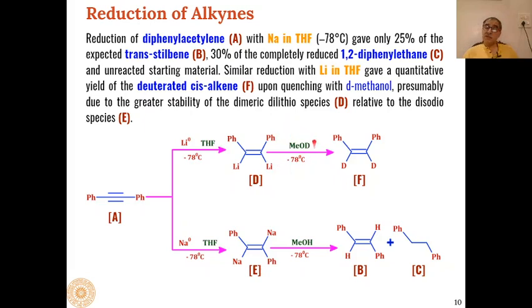And when deuterated methanol is used as the solvent, these are replaced by deuterium. So we will get deuterated cis alkenes as the product when we are using lithium metal for dissolving metal reduction. But if we are using sodium metal, then addition of the sodium takes place in a trans fashion to the carbon-carbon triple bond to give us disodio diphenylethene as the intermediate. And when this is reacted with methanol, the sodium ions are replaced by protons, and we will get this type of trans alkene as the product.